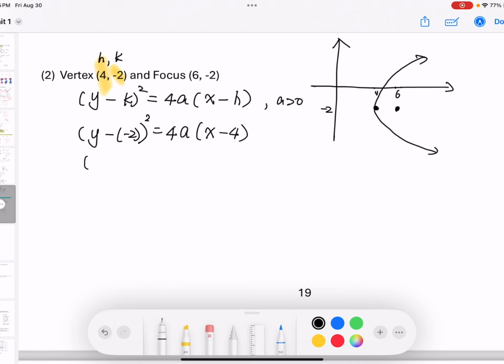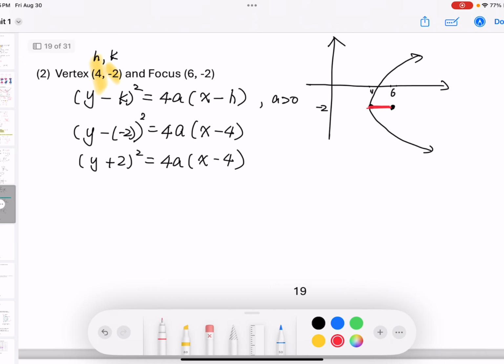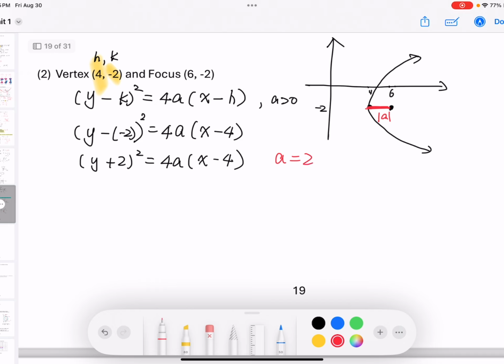And what is the a? Let's simplify first. (y plus 2) squared equals 4a times (x minus 4). The distance from the vertex to the focus is 2, and that's the absolute value of a, or just a because a is positive. So a is 2. From 4 to 6, a is 2. So I plug the 2 into my equation. (y plus 2) squared is equal to 4 times 2, which is 8, times (x minus 4).